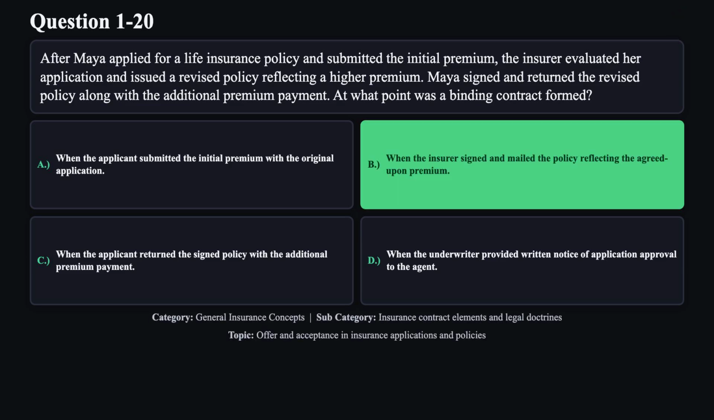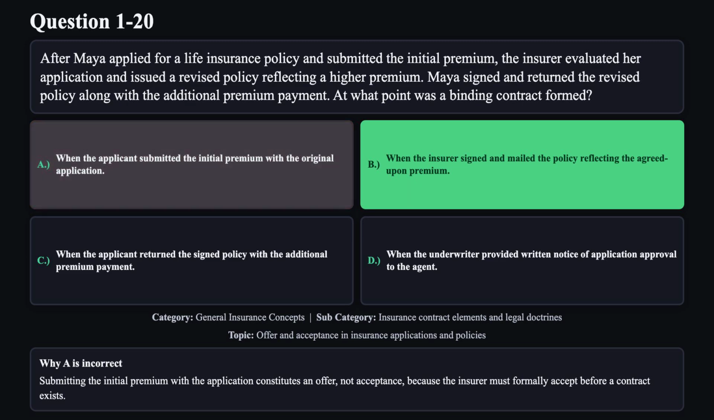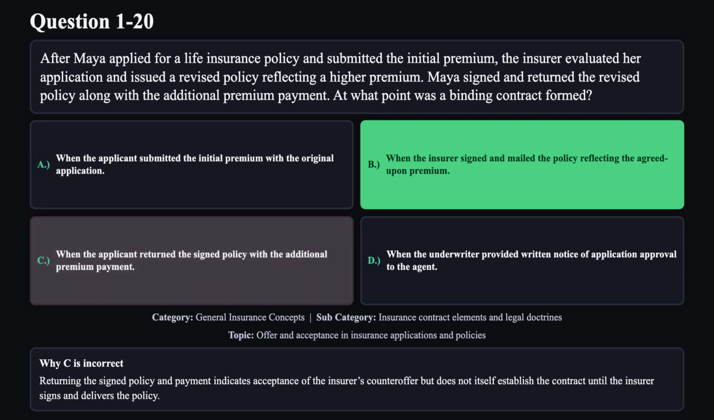The correct answer is B. A binding contract in insurance is formed when the insurer accepts the applicant's offer by signing and delivering the policy reflecting the agreed premium, regardless of earlier steps. Reason A is not correct. Submitting the initial premium with the application constitutes an offer, not acceptance, because the insurer must formally accept before a contract exists.